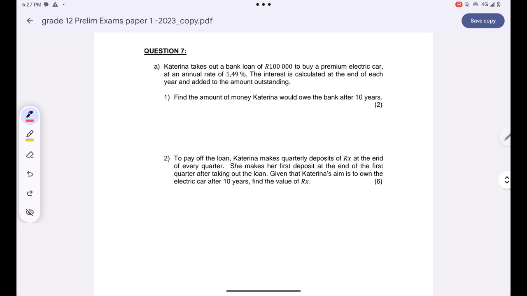I strongly believe that knowing how to tackle exam questions will give you an edge whenever you write your preliminary exam and, most importantly, your final examination.